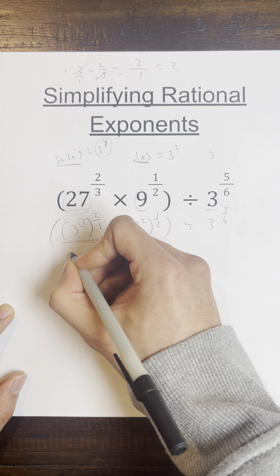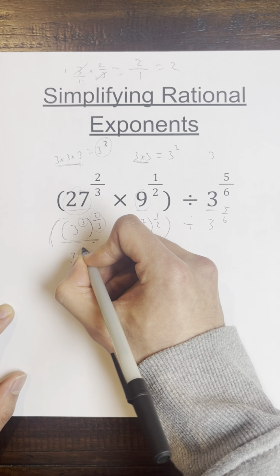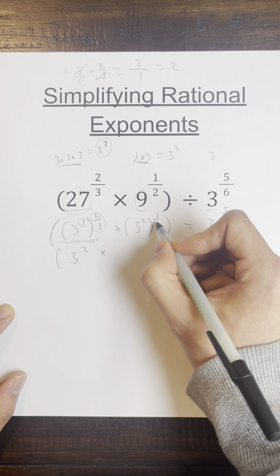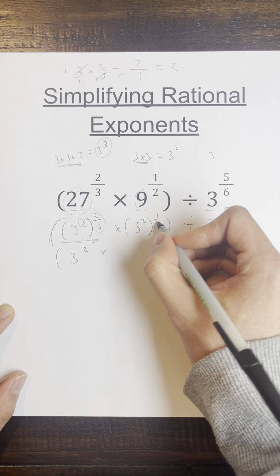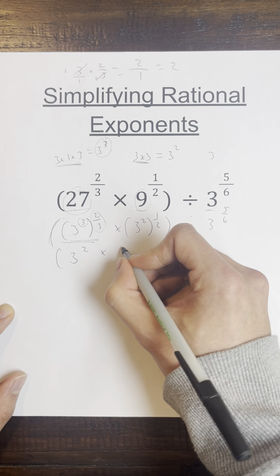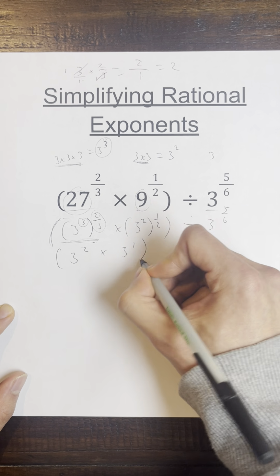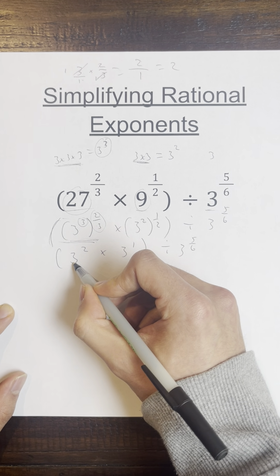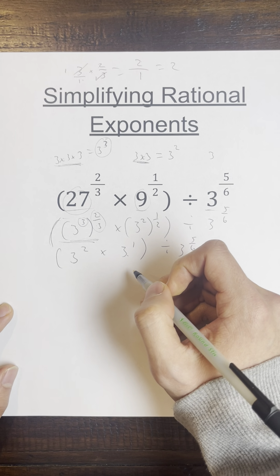Okay, so this is going to be 3 to the power of 2 times, okay, what's 2 times 1/2? Well, what's 1/2 of 2? It's just 1. Okay, and then divided by 3 to the power of 5/6. Okay, so 3 to the power of 2 times 3 to the power of 1 is 3 to the power of how much?